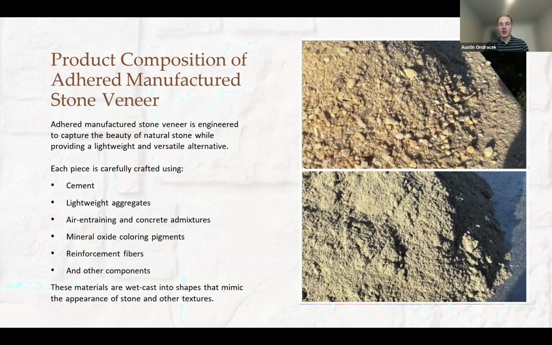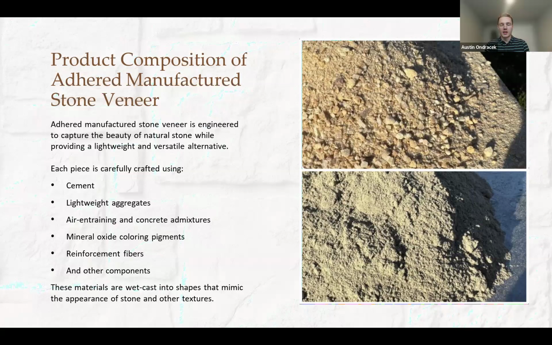Every piece, the base ingredient is using cement. There's lightweight aggregates that go into it, air entraining and concrete admixtures as well, different mineral oxide and coloring pigments to give it that natural look and to keep its original color long lasting. There's reinforcement fibers that are put in, and then other components as well to get it to its final state of kilning it or curing it, as a lot of other products go through. And then the materials are wet cast into their shapes, and I'll talk about that here in a minute.